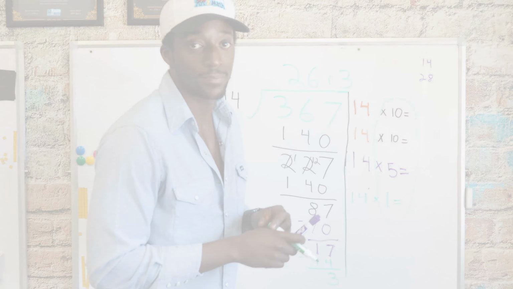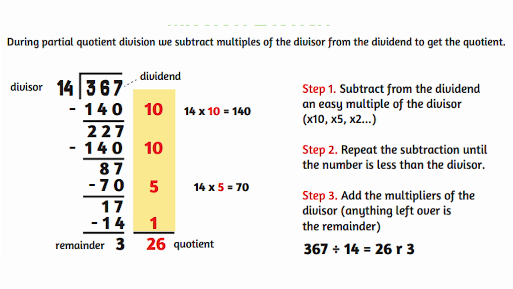Let's get it. Hey, mathologist, remember when you're doing your partial quotients method, you want to continue to take away from your dividend until the number you have is either 0 or less than your divisor. Once you have a number that's less than your divisor, then that is your remainder.